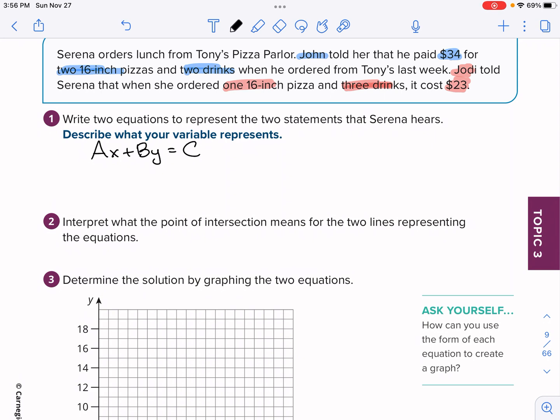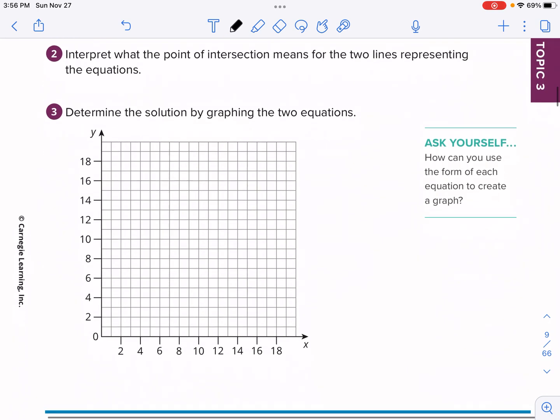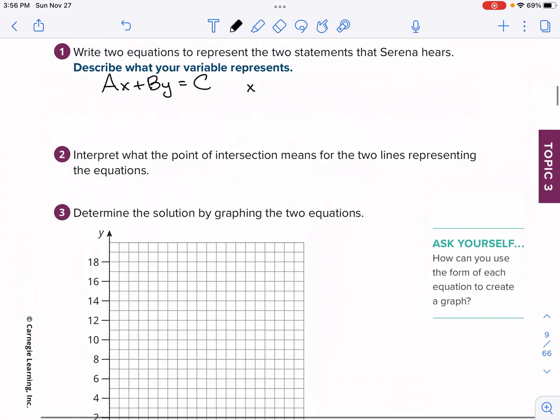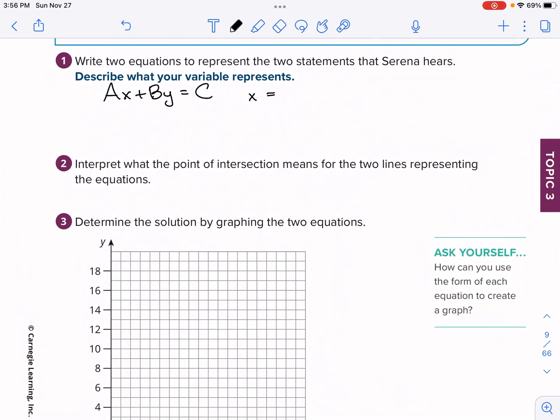Okay. So we're going to put some variables here. We'll put X as the number of pizzas, or cost of pizza. Cost for pizza. And we'll put Y as cost of the drink.